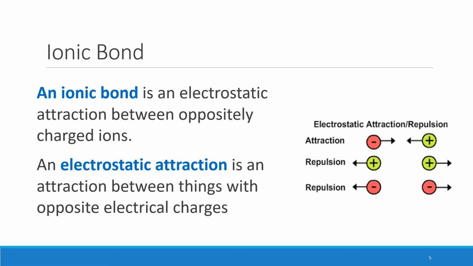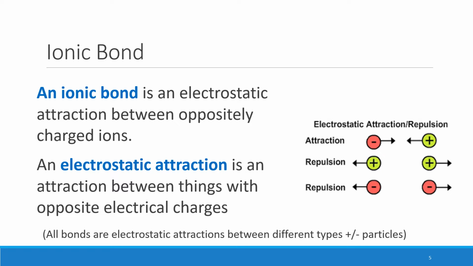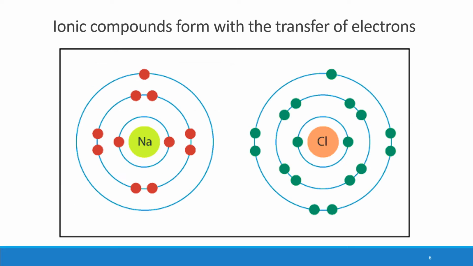Right? So don't let that term electrostatic attraction scare you. It just means it's the attraction that particles that have different charges feel for one another. That's what an ionic bond is. And by the way, we'll talk about other kinds of bonding, metallic and covalent, and those are also electrostatic attractions. The only difference is the kind of particles that are involved. What are the positive and the negative particles?